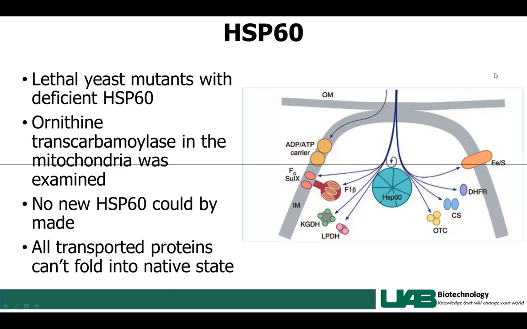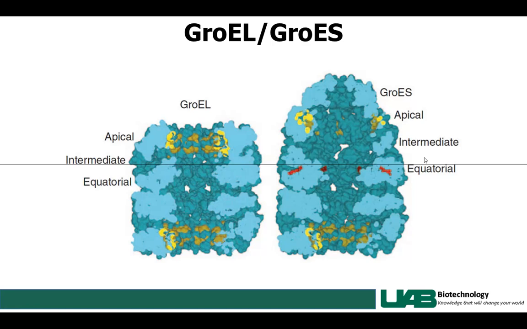So it turns out that heat shock protein 60 is necessary in the mitochondria in order to mediate the folding of mitochondrial proteins after they've been transported from the cytosol into the mitochondria in their unfolded state. And so this is the structure of the heat shock protein 60 homolog in bacteria. And this is called the GroEL, which is a barrel shape protein right here. And it has GroES, which is the lid for this. Okay?